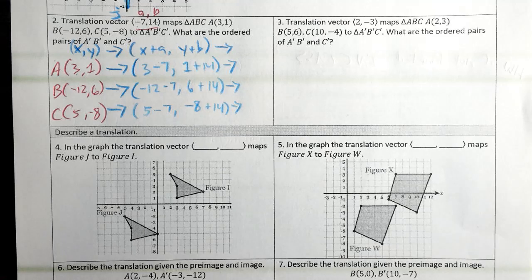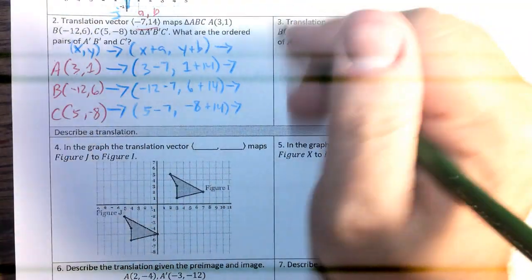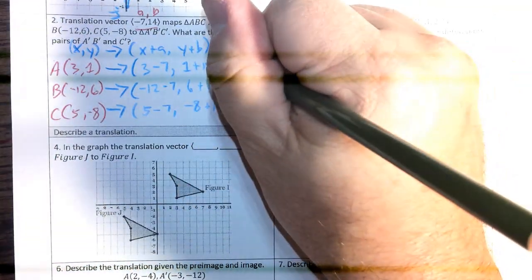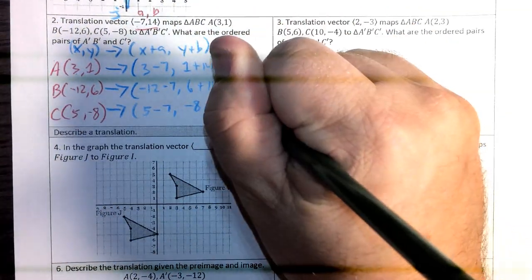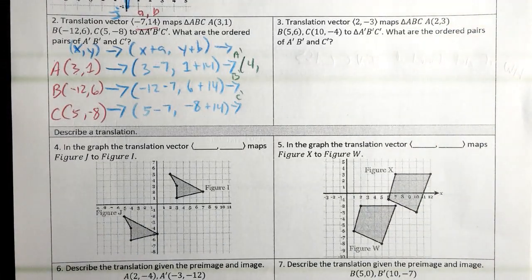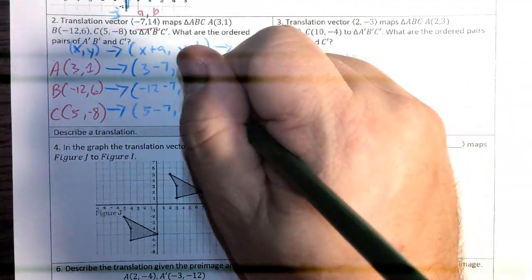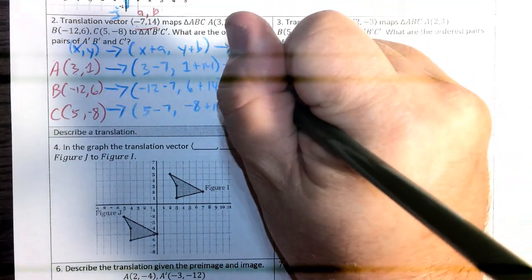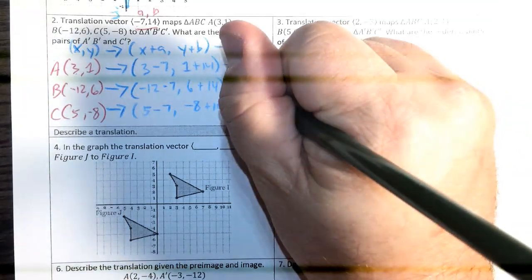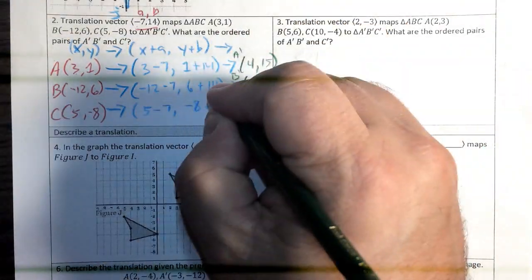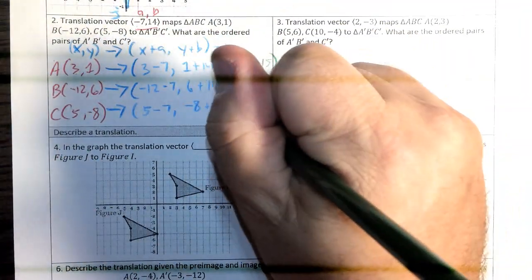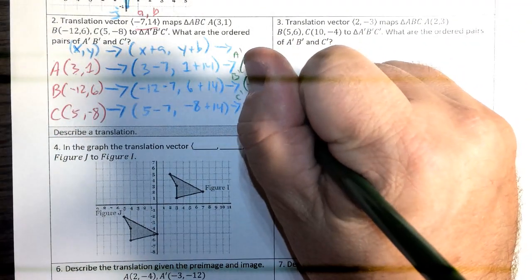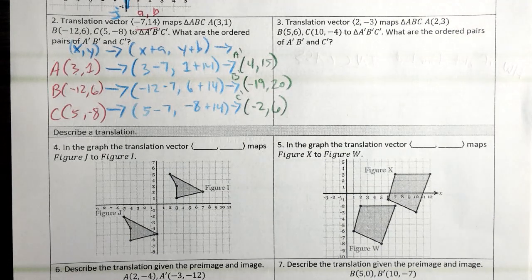Change colors. Okay, so 3 minus 7, positive 4. And this is A prime. Didn't give myself enough room. A prime, B prime, C prime. As long as you guys can see that. So our x is 4. So 1 plus 14 is 15. So our new y is 15. For B, negative 12, minus 7 is negative 19. 6 plus 14 is 20. For C, 5 minus 7 is negative 2. Negative 8 plus 14 is positive 6.